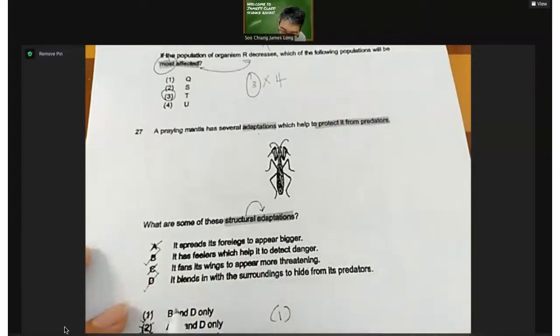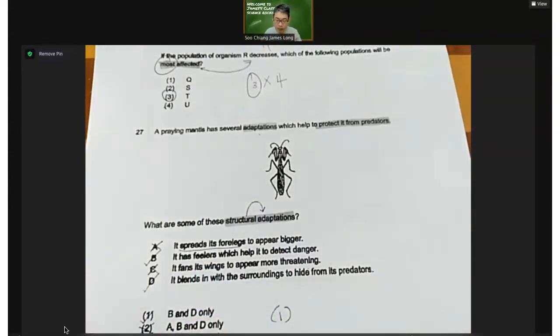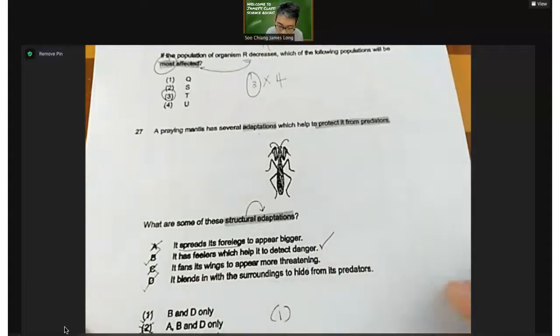Structural. So spreading foreleg is a behavior. It's like me putting my hands at my side if I'm very angry to make me look larger. So that is a behavior. Alright, I don't really look bigger. I'm not really bigger. It's just making me look bigger. It has feelers. Okay, fine. This is a structural adaptation.